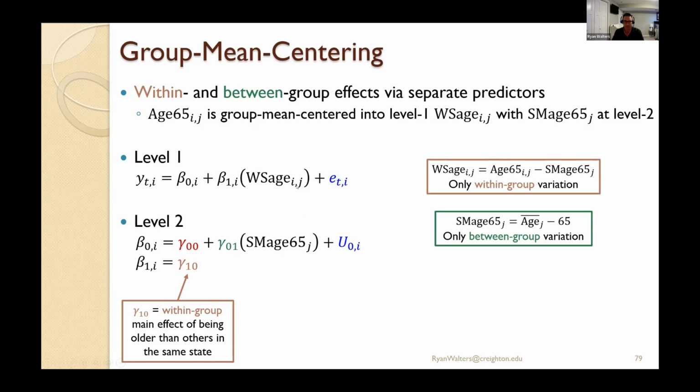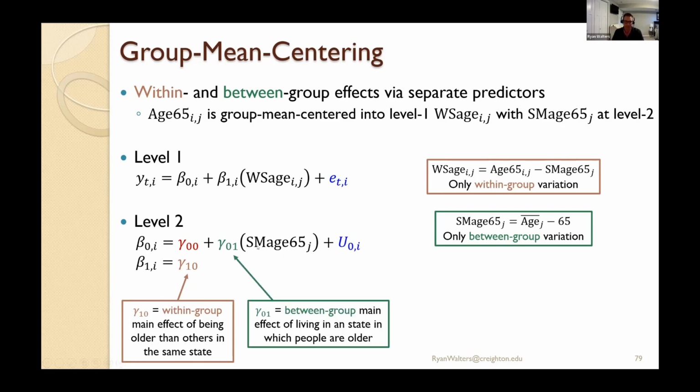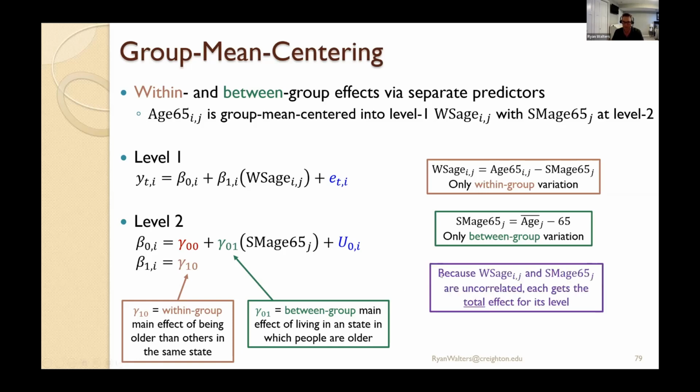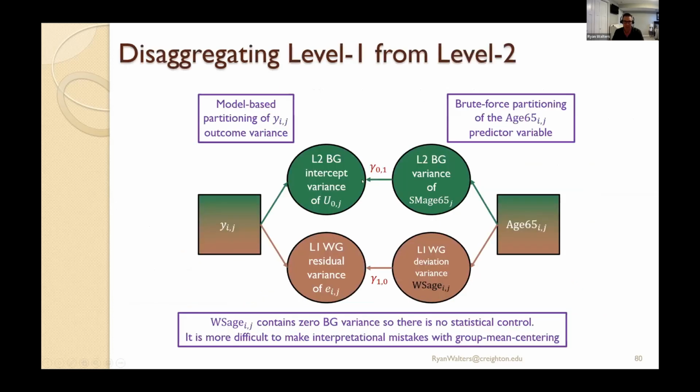These two variables are fully uncorrelated, again, because within state age contains zero level 2 variability. State mean age is now the between group main effect of living in a state in which people are older. No unique effect, no adjustment. It's a pure level 2 predictor only, okay? Because they're uncorrelated, each one of these effects represents their total effect at each level respectively. And we can see this in this picture.